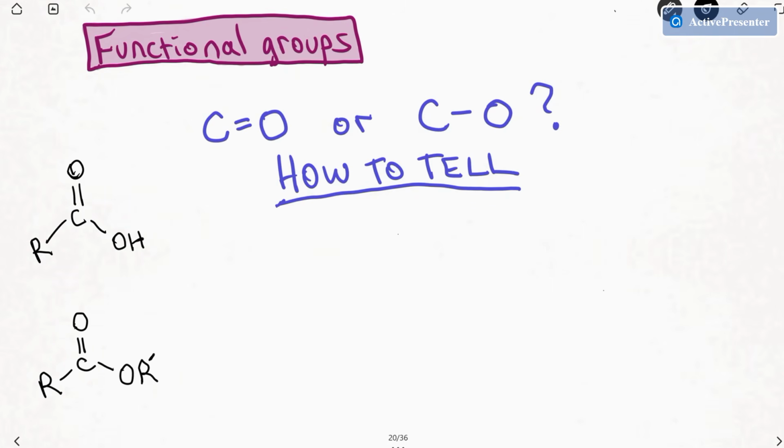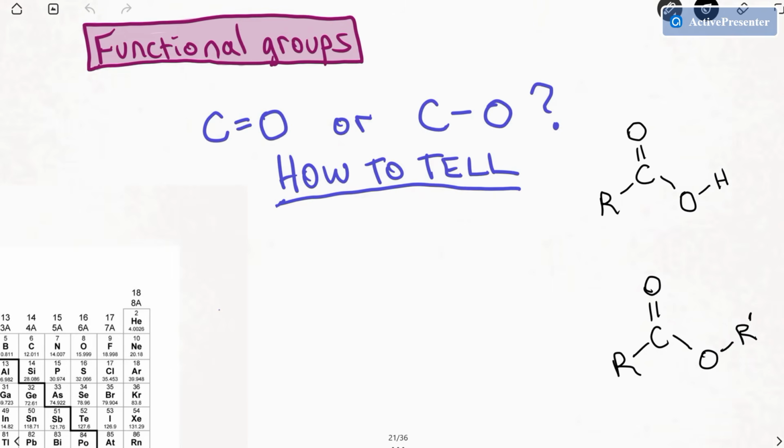Now, this whole time I've been talking about carbons double bonded to oxygens and carbons single bonded to oxygens. So how do you tell when a carbon is supposed to be double bound to an oxygen or single bound to an oxygen? Because see, here's the carboxylic acid over here, and the carbon is double bound to this oxygen, but it's only single bound to this oxygen. Why is that? Well, I went over this in the intro videos.